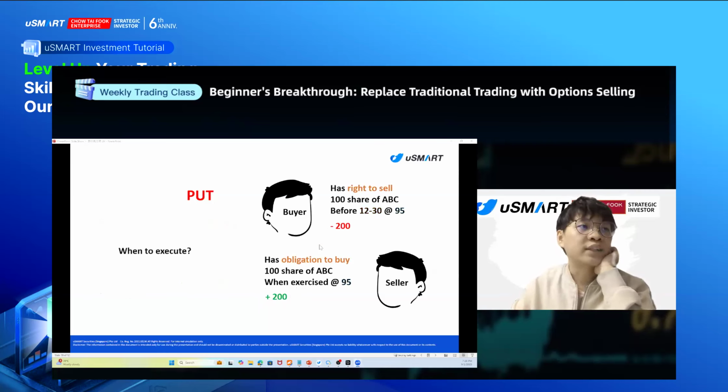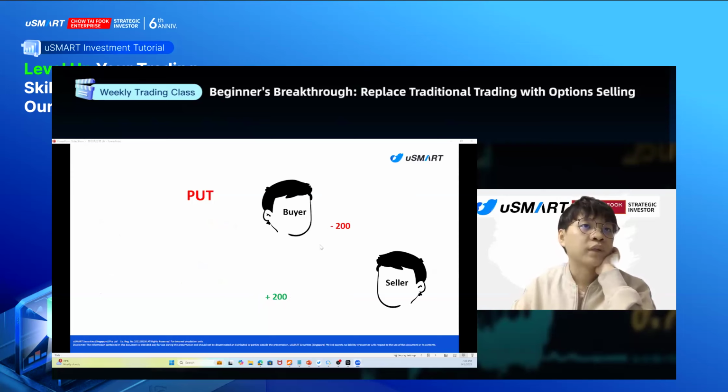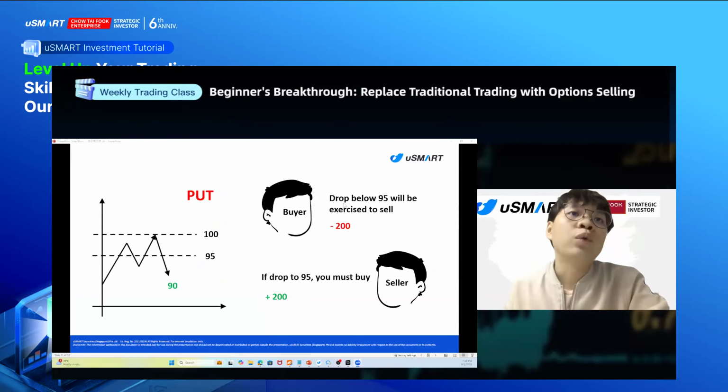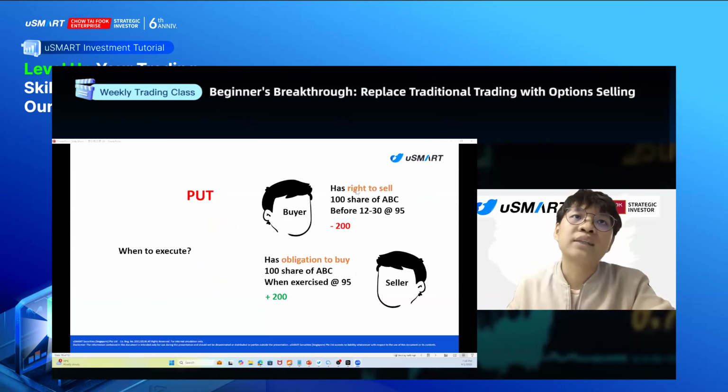So when do we exercise this kind of thing? The buyer will only exercise when it drops below 95, because if you're referring to the property case, the buyer is the property owner, right? So he can just sell at a higher price instead. So if it drops below 95, the buyer can exercise the right to sell 100 shares.